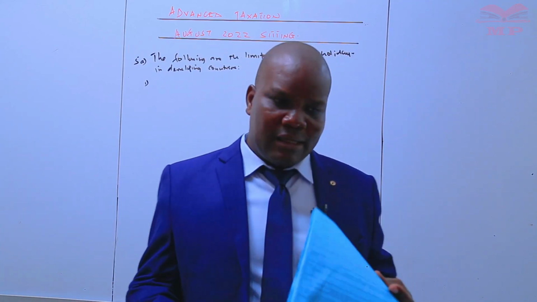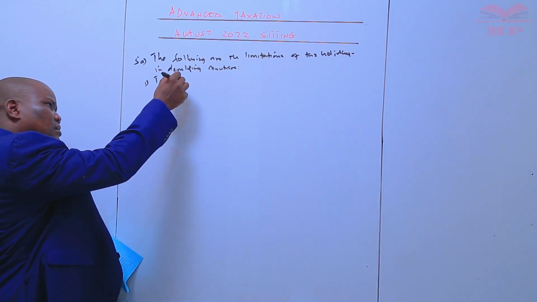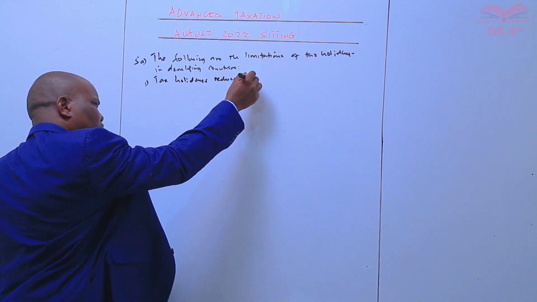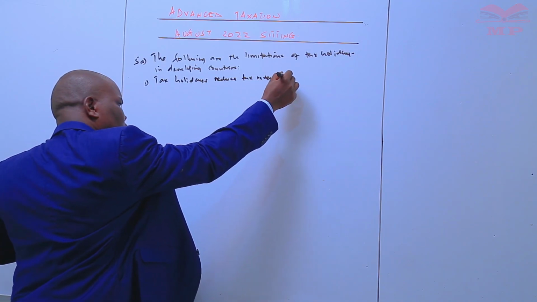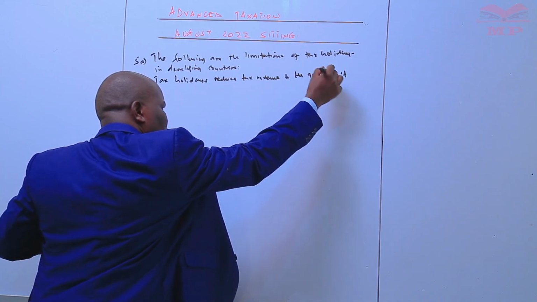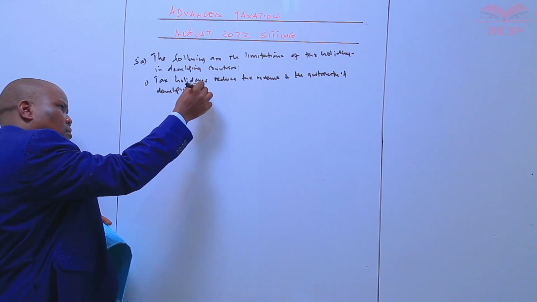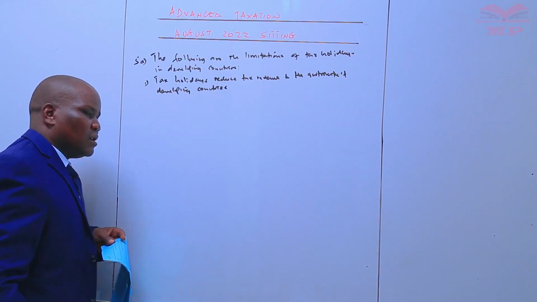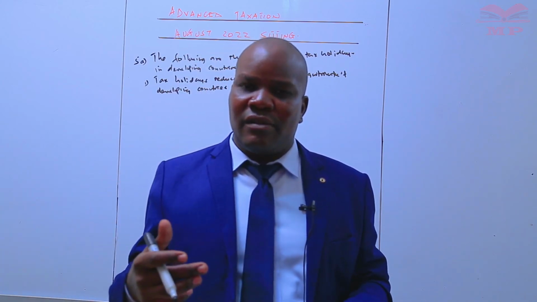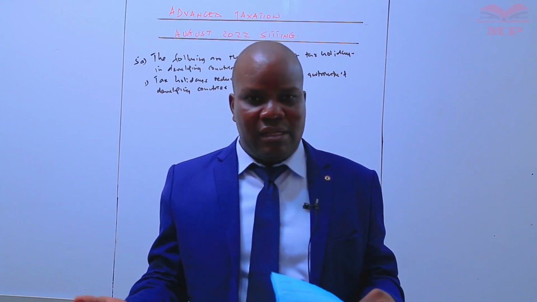So one, you can say, for example, tax holidays reduce tax revenue to the governments of developing countries. Now, the ultimate result of tax holidays being a tax incentive is it will reduce the amount of revenue that the government will be receiving from taxpayers for a particular period. So what is the effect of that?